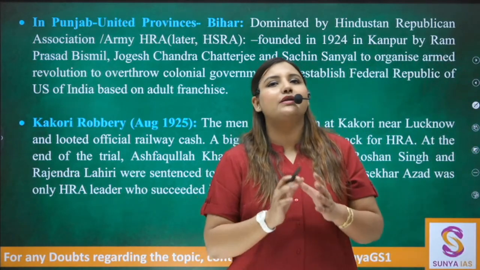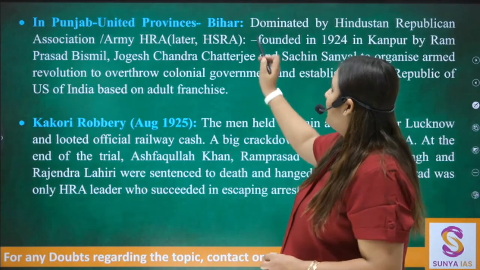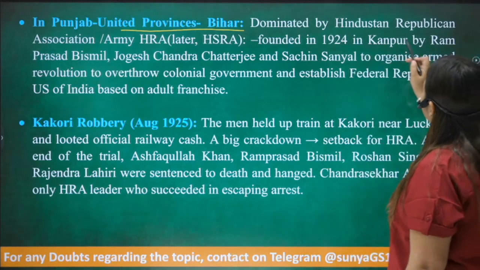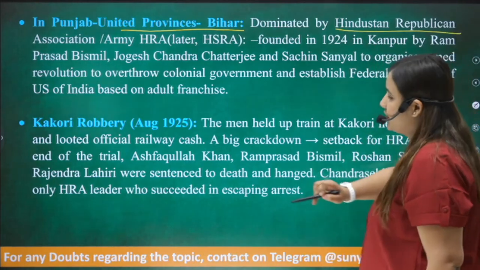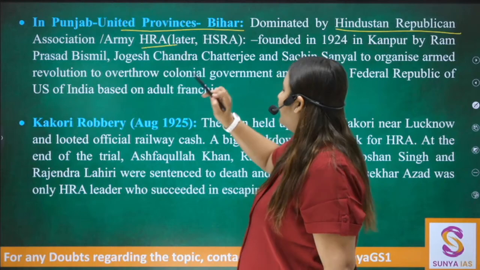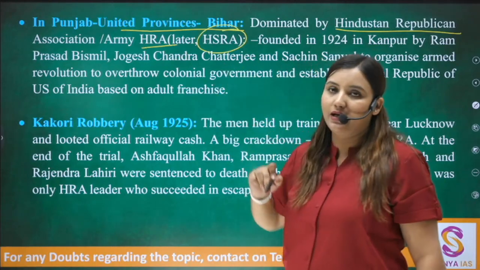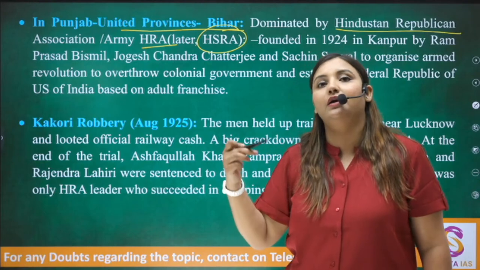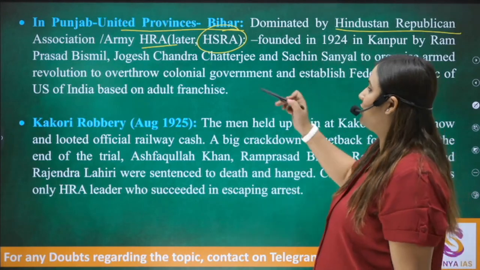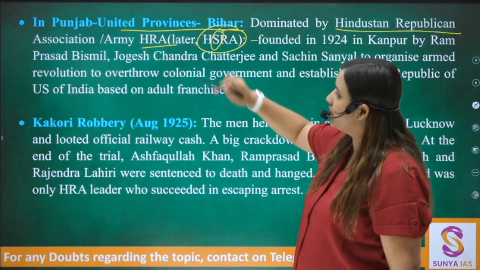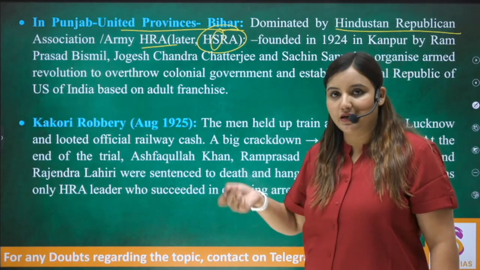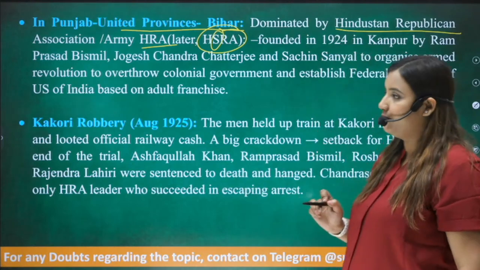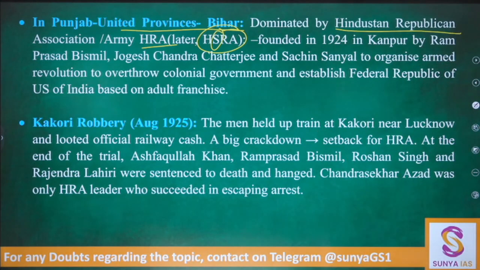If we talk about Punjab and United Provinces and in Bihar area, UP Bihar area, it was dominated by Hindustan Republican Association Army or HRA, which later became HSRA by calling it Hindustan Socialist Republican Association or Socialist Republican Army, because the S word was added by leaders later, especially Bhagat Singh wanted to add socialism here. Okay, he wanted to be socialist.